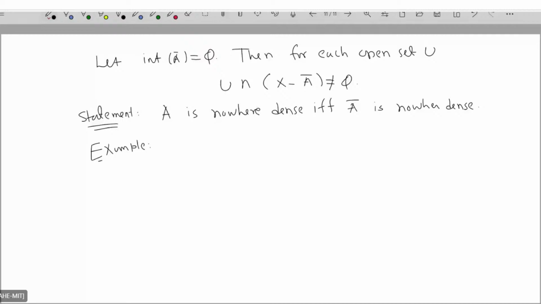By the way, if we consider the real line, let me ask you. Let X equal R with the usual topology, and let A be the set of all rational numbers. Is it a nowhere dense set? A closure will be R itself, so obviously it's not a nowhere dense set.